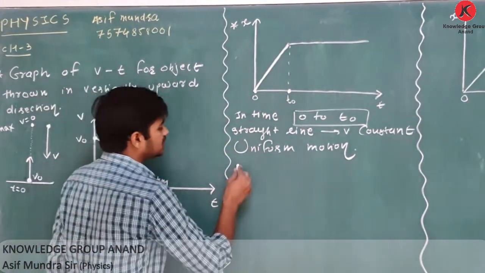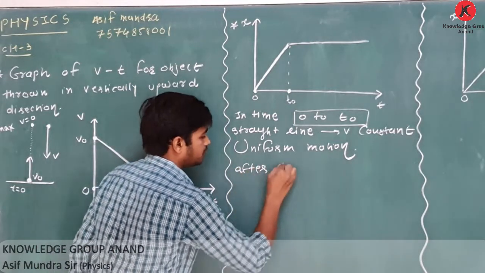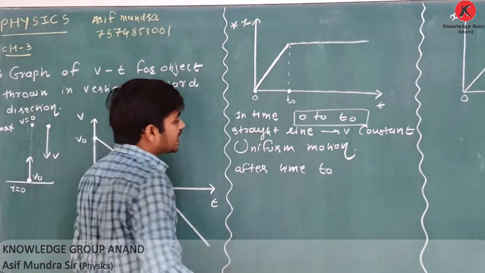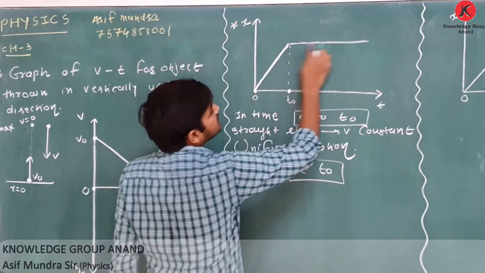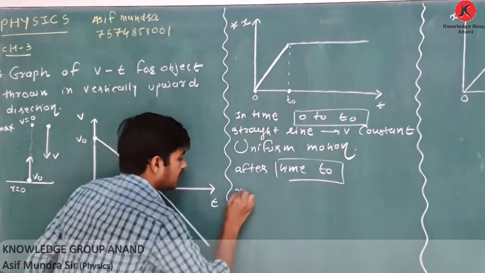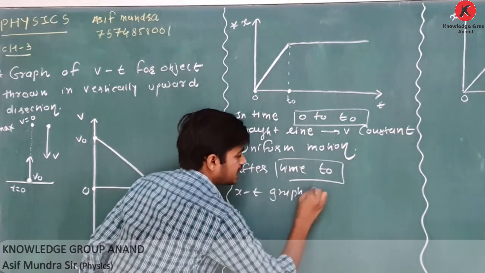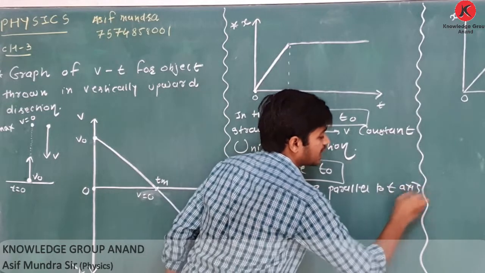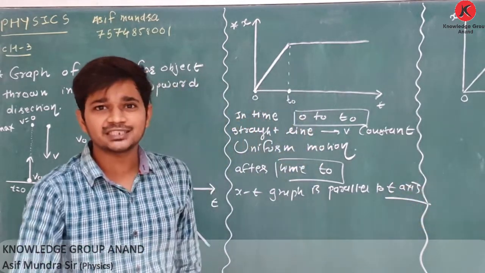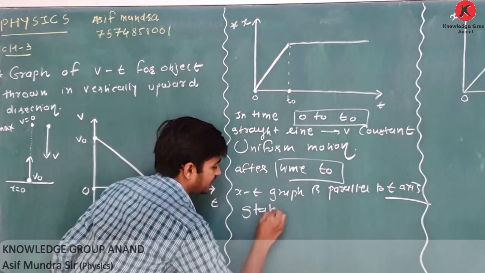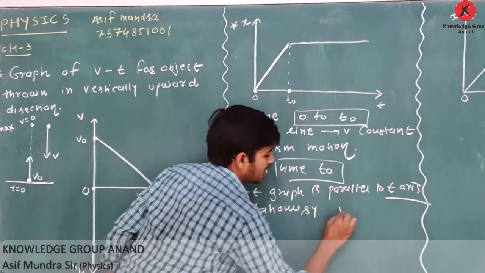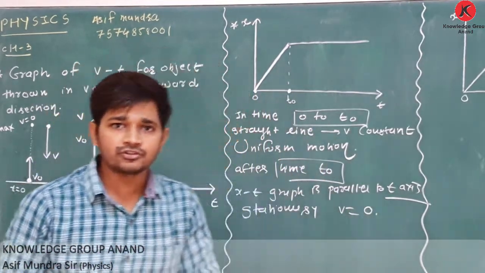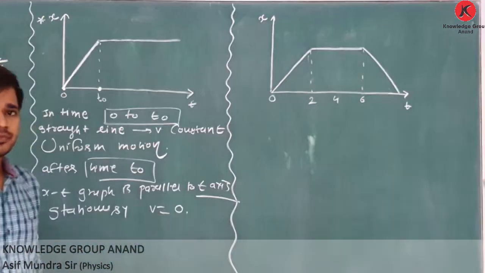Now, after time t is equal to t0, what happens? See, after time t0, this xt graph is parallel to the time axis. And we know that whenever the graph is parallel to the time axis, the object is stationary and its velocity will become 0. Clear about this?